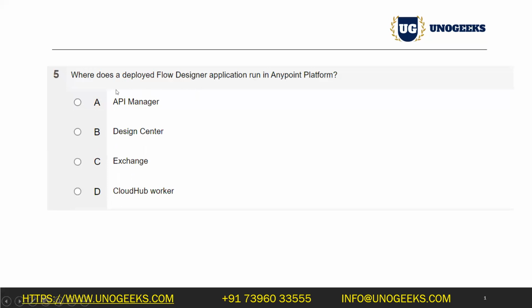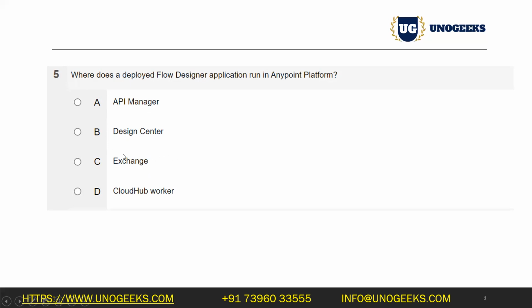So for this, attributes will be the answer. To the last question: where does a deployed Flow Designer application run in Anypoint Platform? It's just asking where our application will be running in Anypoint Platform. Will it be running on API Manager? No, API Manager is just for managing our APIs, creating policies and things like that. It will not be running on Design Center because that is used to design our application. And Exchange, it will be shared with Exchange, but it will not be running.